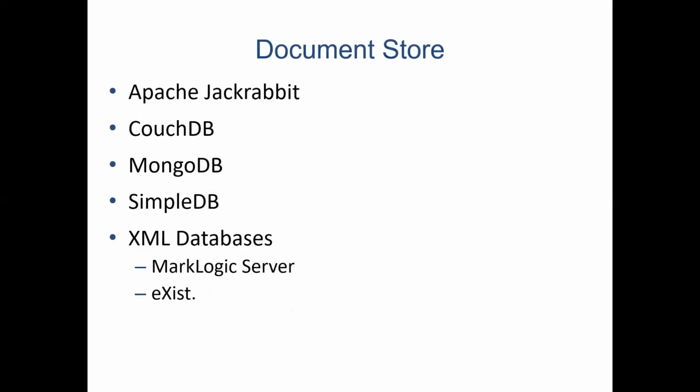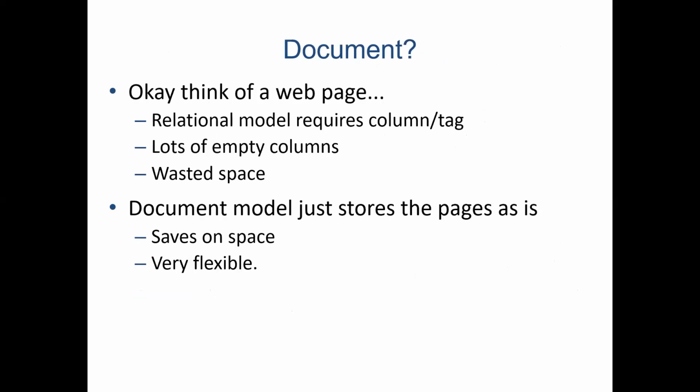The next type of NoSQL system is the document store. Examples of it are CouchDB, MongoDB, SimpleDB, XML databases, and Apache Jackrabbit. Now, what is a document? A document can be anything, like a web page. It has a lot of empty spaces, a lot of empty columns, wasted space. The document model stores the page as a whole and it is very flexible.